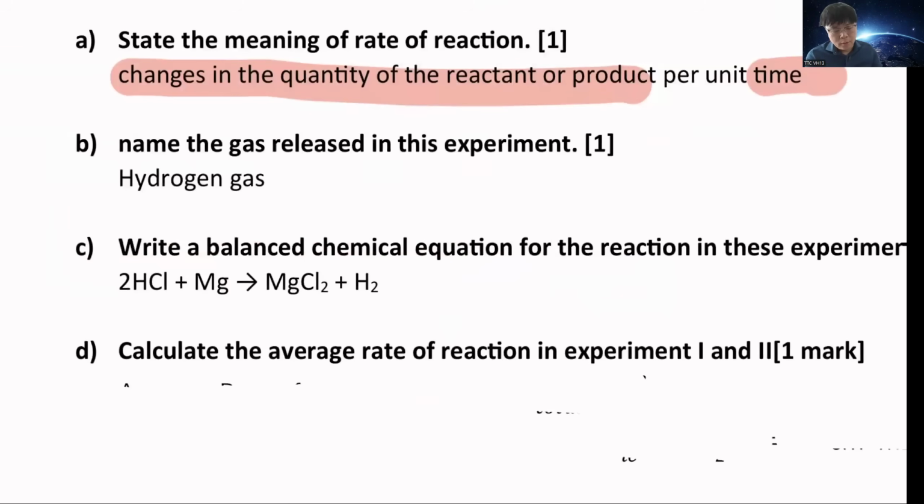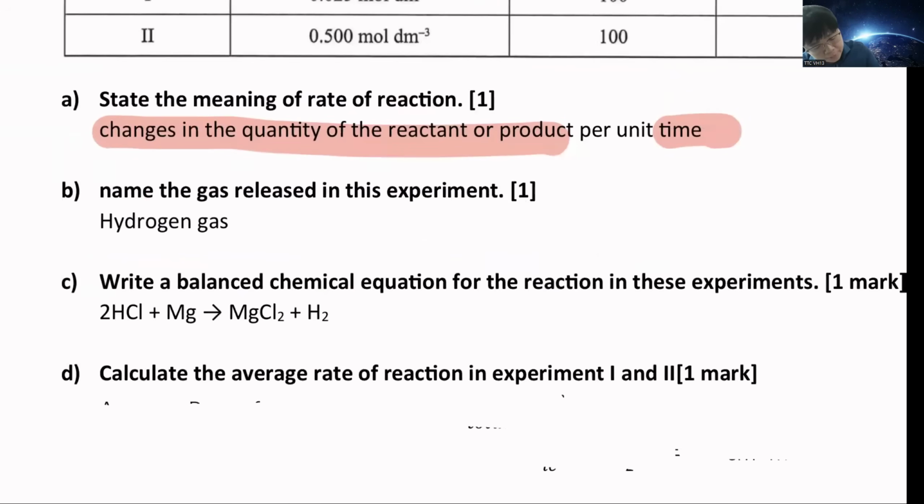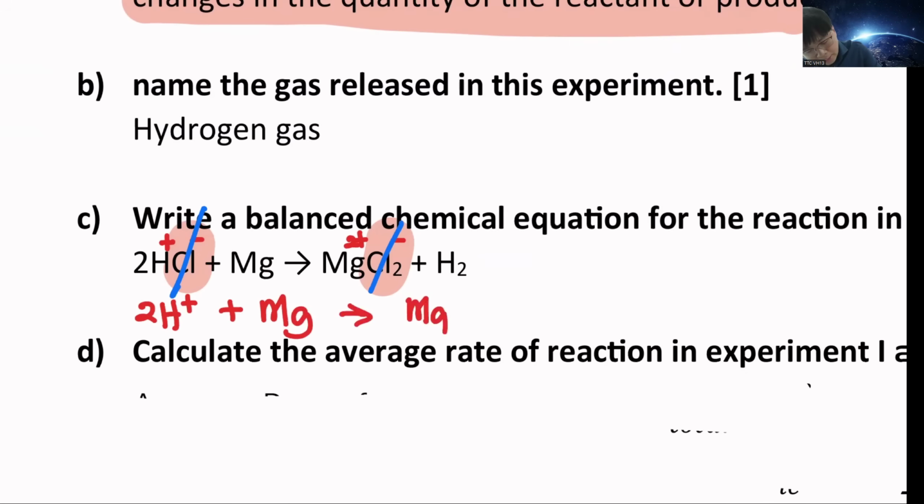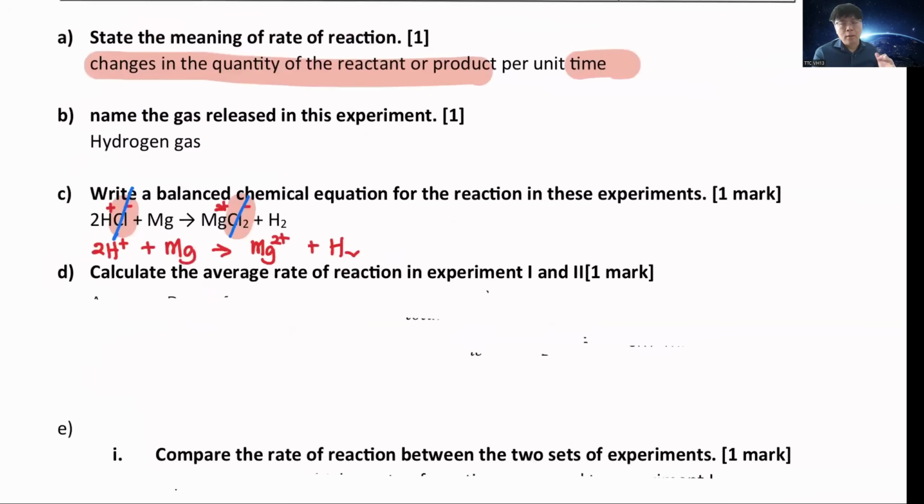Okay, for the ionic equation, right? Because this is H plus, Cl minus, Mg2 plus, and Cl minus. So when you write the ionic equation, you need to cancel the Cl because Cl doesn't have any changes. So the ionic equation will become 2H plus plus Mg becomes Mg2 plus plus H2. So this is the ionic equation.